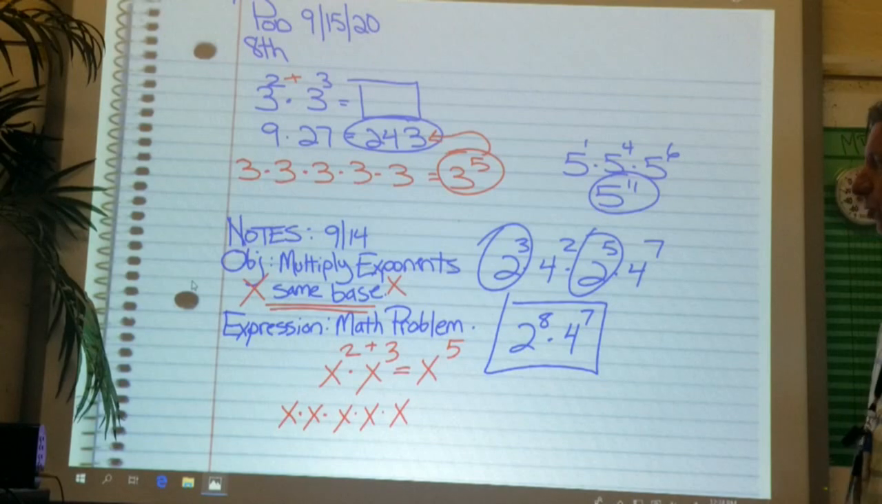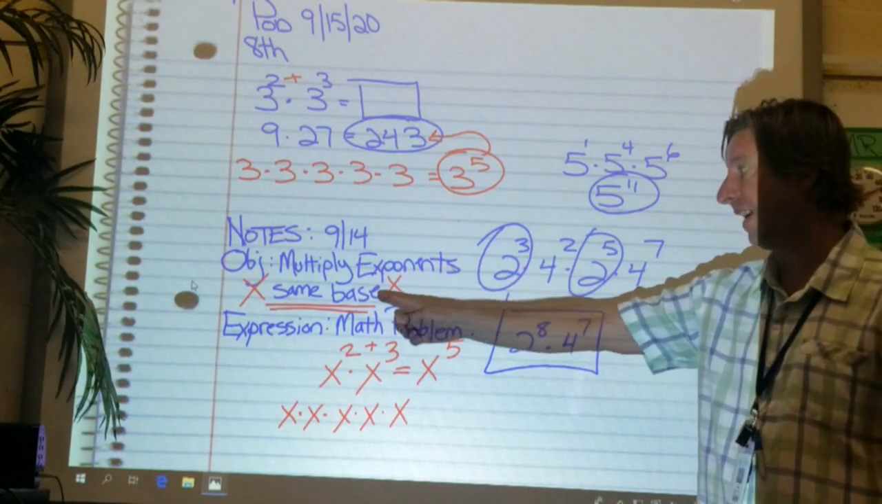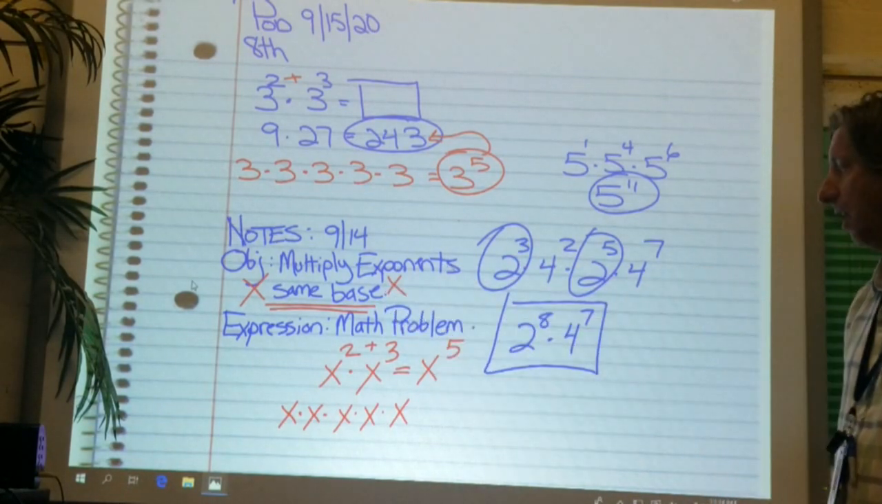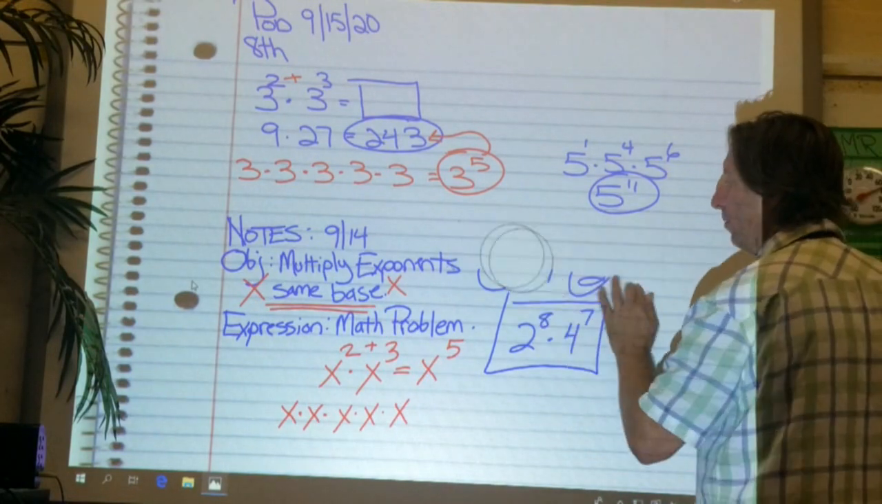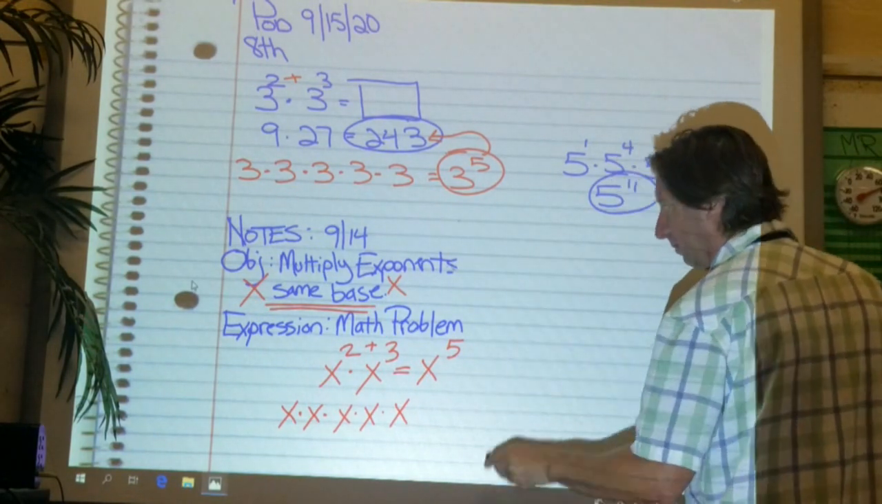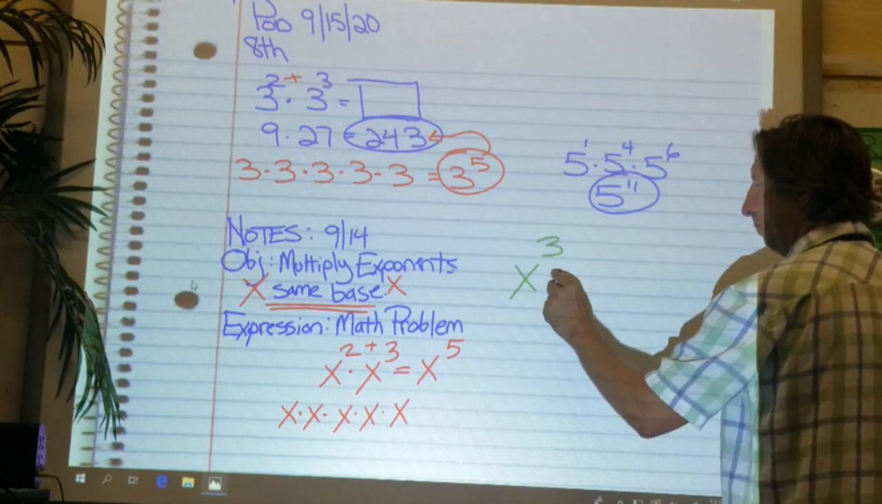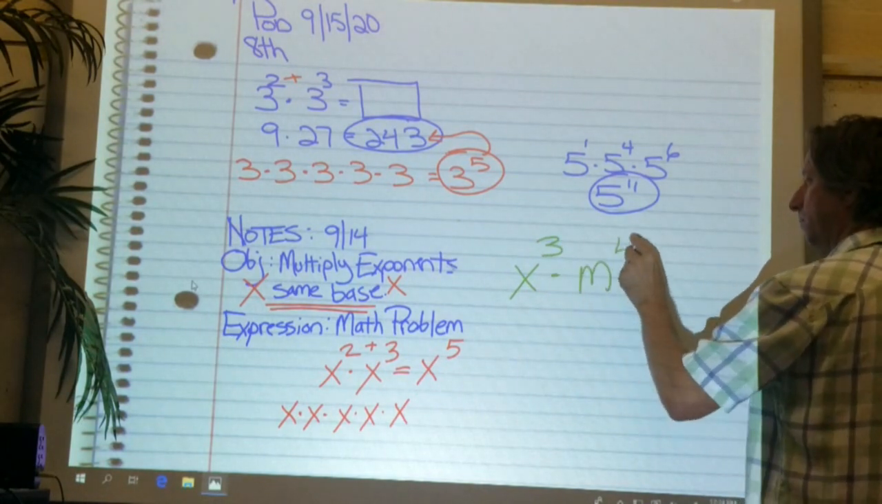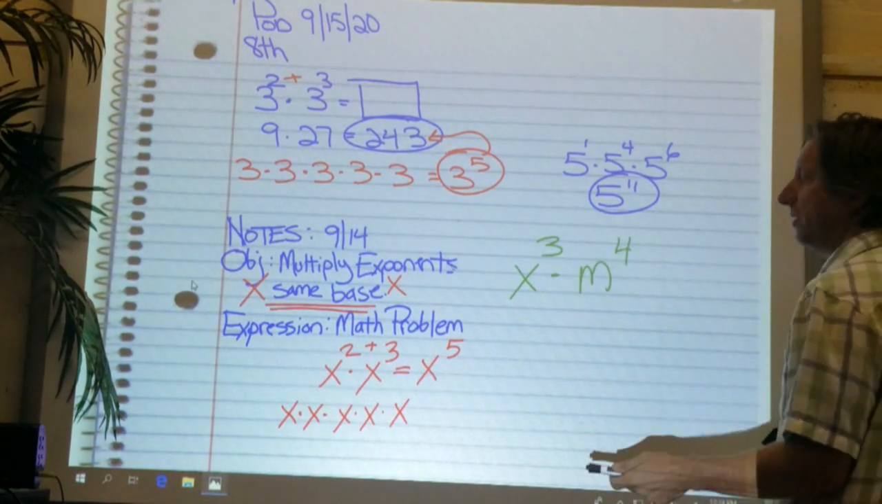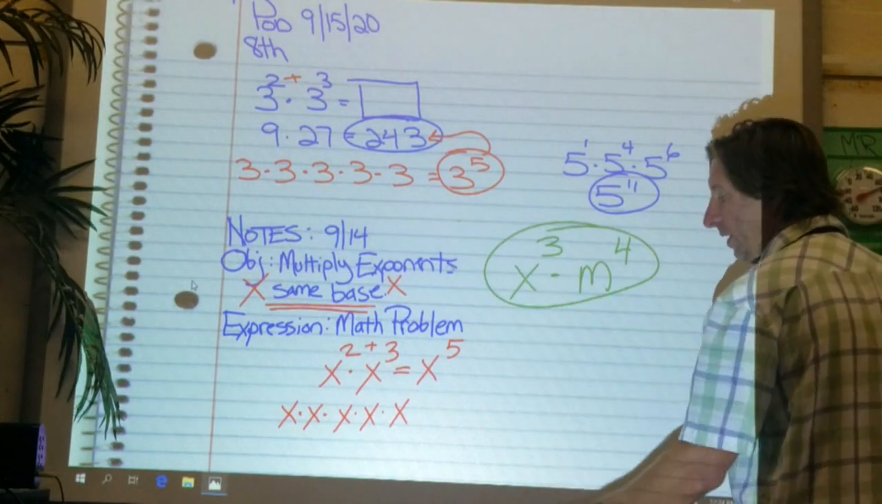So nothing too hard today. Multiplying exponents, they have to have the same base. There's some problems you may not do anything with. They give you something like this. And they said to simplify that. Well, it's already simplified. You just leave it the way it is.